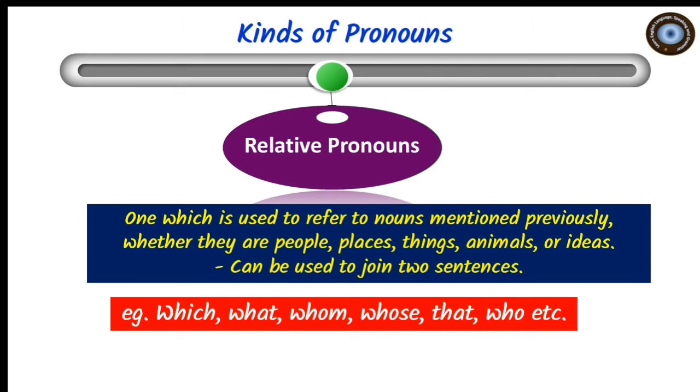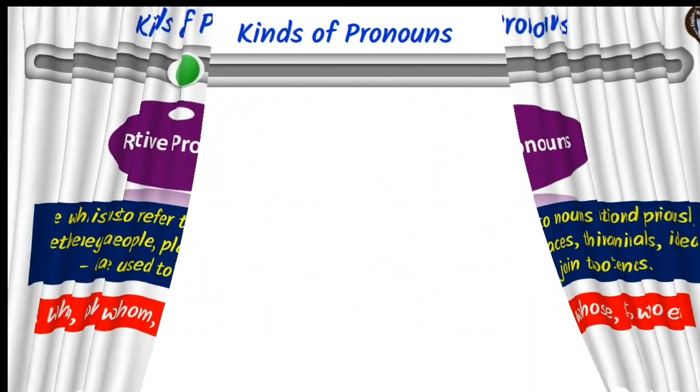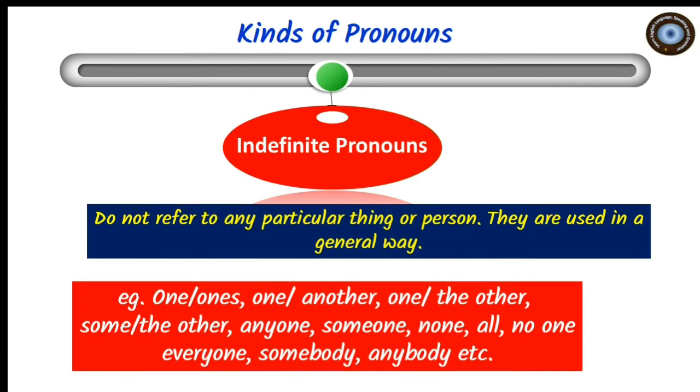Now we'll proceed further. Another kind of pronouns are indefinite pronouns. They do not refer to any particular thing or person. They are used in a general way. For example, one or ones, one another, one the other, some the other, anyone, someone, none, all, no one, everyone, somebody, anybody, etc. are the examples of indefinite pronouns.